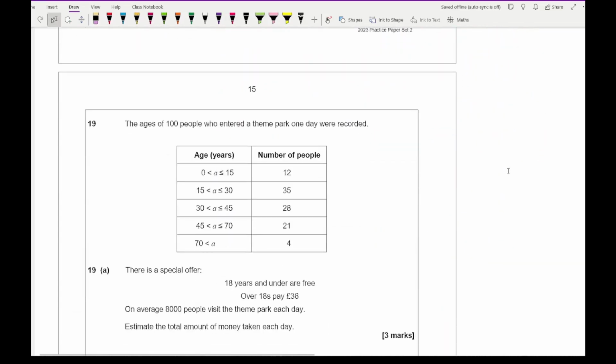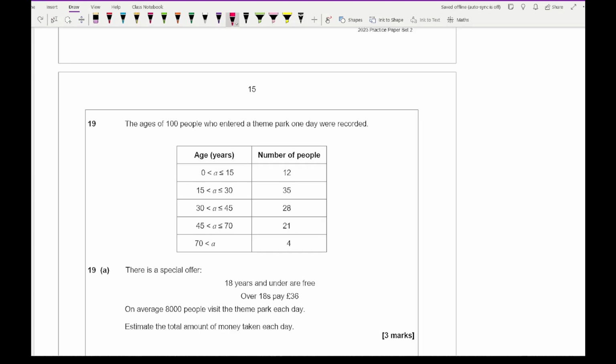Moving on to question 19, it says the ages of 100 people who entered a theme park one day were recorded, and it says there was a special offer. 18-year-olds and under are free, and over 18s pay £36. On average, 8,000 people visited the theme park. Estimate the total amount of money taken in each day.